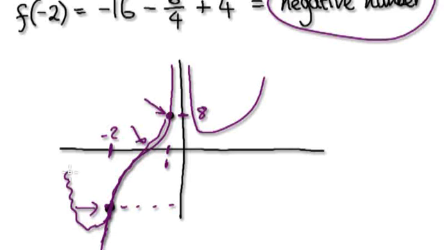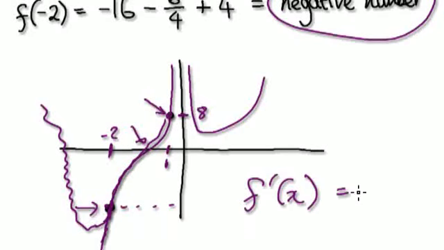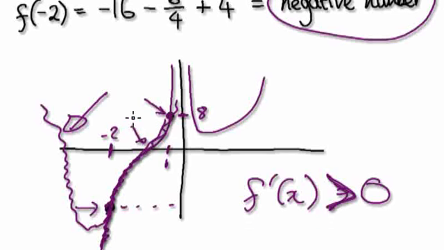It would never do this because f prime of x is greater than 0. So it would never do this. The original function must always be climbing. Therefore, you only have one solution.